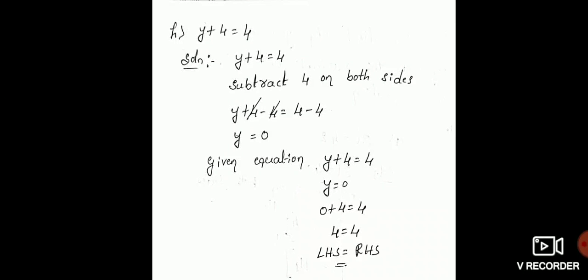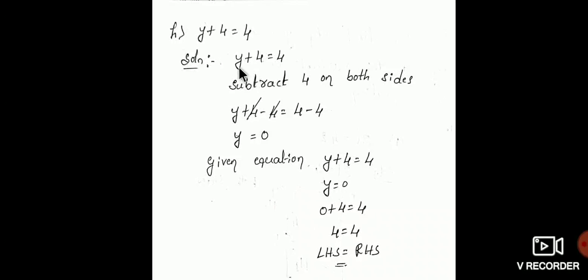Next, it's somewhat different. y plus 4 is equal to 4. Here they have given plus 4. So to remove that plus 4, what do we have to do? We have to subtract 4. Plus 4 is there, so to remove it, what do we need? Minus 4 is needed. Okay, subtract 4 on both sides.